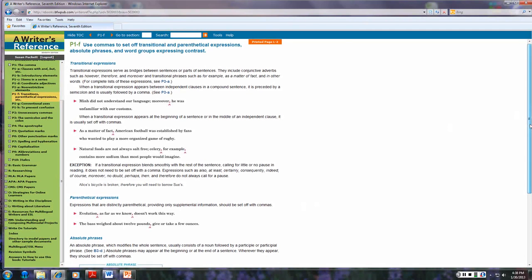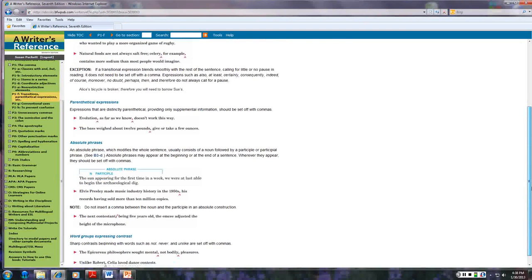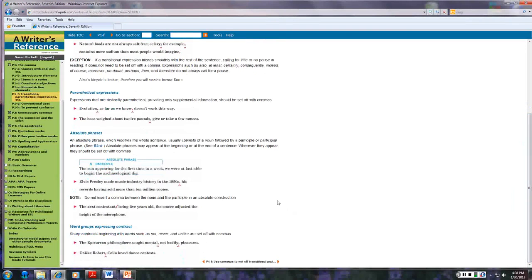We call them parenthetical. An absolute phrase modifies the sentence. Notice what it looks like. Elvis Presley made music industry history in the 50s, his records having sold more than 10 million copies. Notice that this modifies rather than standing alone. Again, it depends on your meaning, and that's why it's important for you to correct your own paper. When it expresses contrast, the same thing is true.